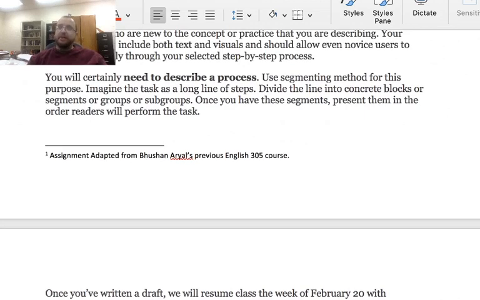You want to organize as effectively as you can. So like I said, if a certain step is kind of complicated, you want to break it up into smaller sub-steps. So that's basically what that means.